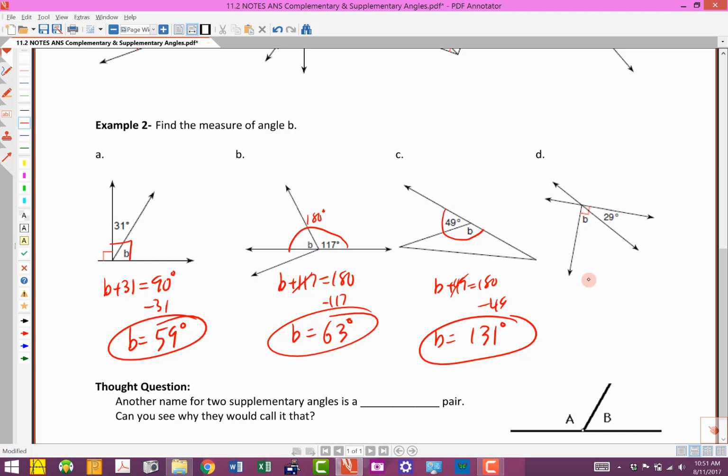And then this one right here, those have to add up to 90 degrees because they're complementary. So we're going to do this, subtract the 29, and we get B equals, on this one we get 61 degrees. Okay, circle that and we're all set.